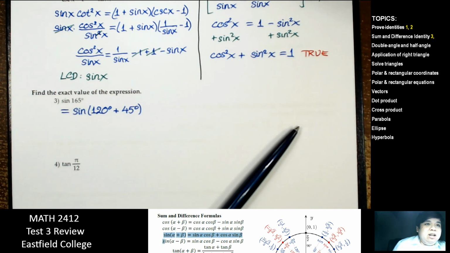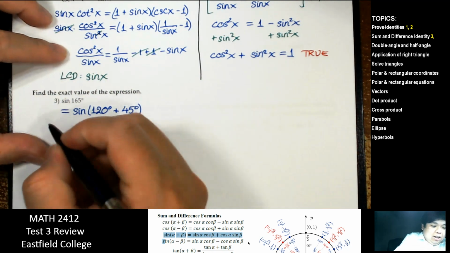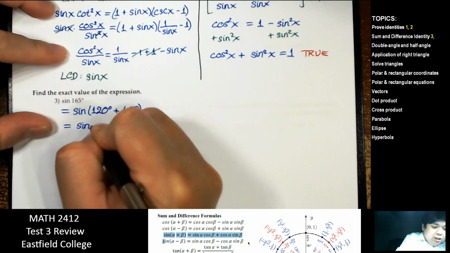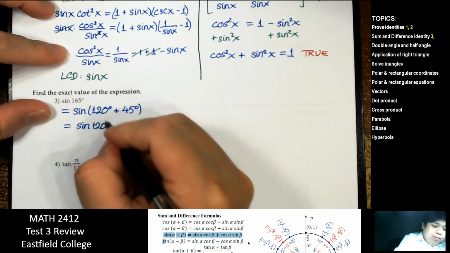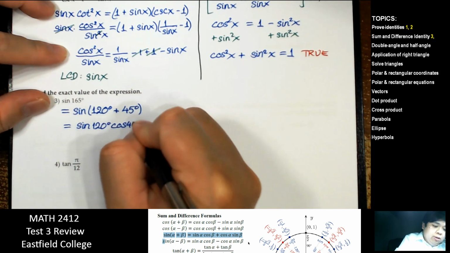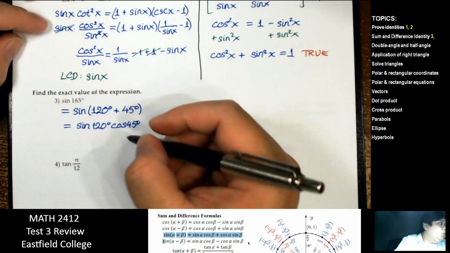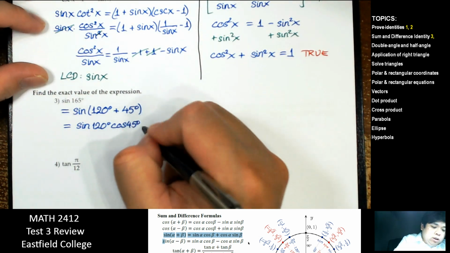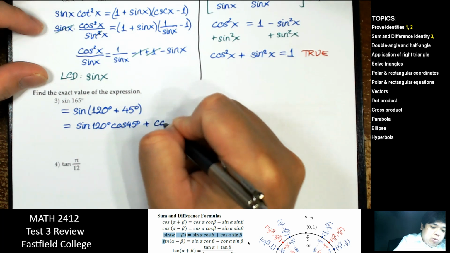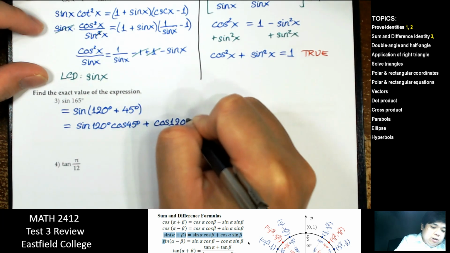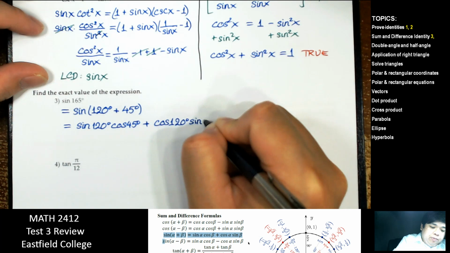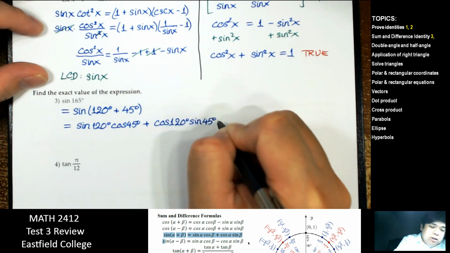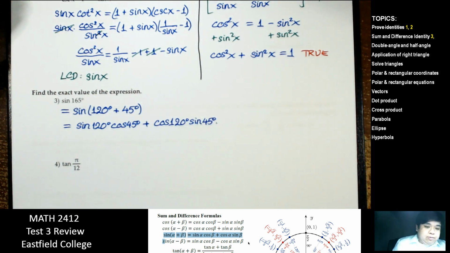So we will have sine of 120 cosine of 45 plus cosine of 120 and sine of 45. Right. So actually that's a unit circle right there too. So you can see 120.